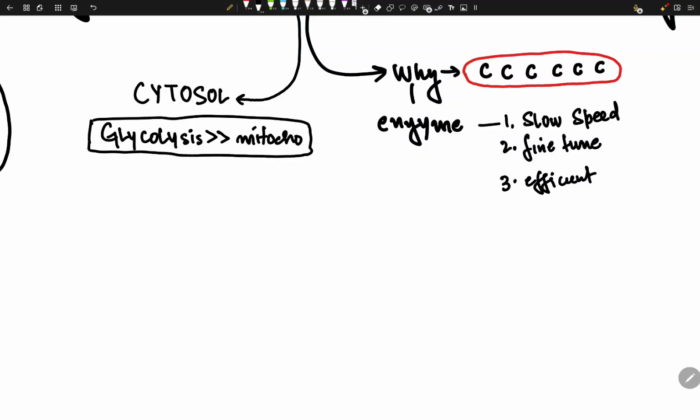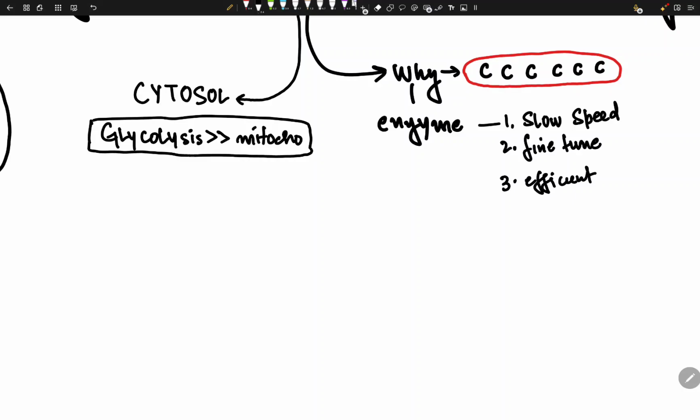Evolutionarily, glycolysis is one of the oldest pathways, right? Early cells had no mitochondria. Now, it's a theory, and I'm not sure if it's correct or not, but I read that. So early cells had no mitochondria, yet they needed ATP, right? So therefore glycolysis evolved in the cytosol before mitochondria even became a part of our cells.